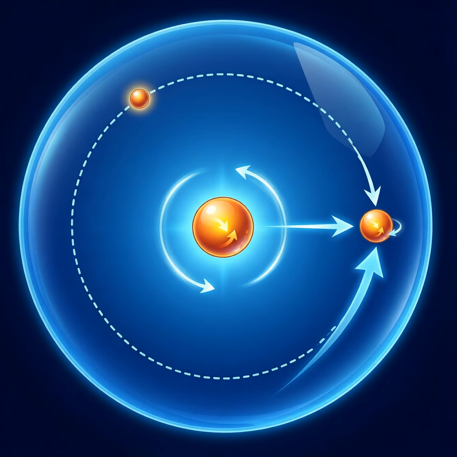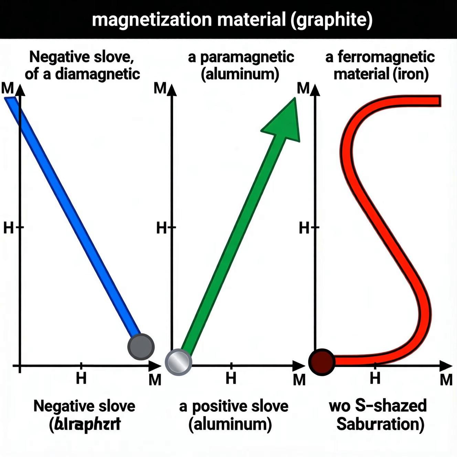Graphite is a classic diamagnetic example. Its layered structure forces electrons into closed loops that generate opposing fields. Aluminum, with several unpaired electrons, displays paramagnetism. It weakly attracts magnets but loses the effect once the field is removed. Iron exemplifies ferromagnetism. Its crystal lattice supports spontaneous alignment of spins, allowing it to retain magnetization after removal of an external field.